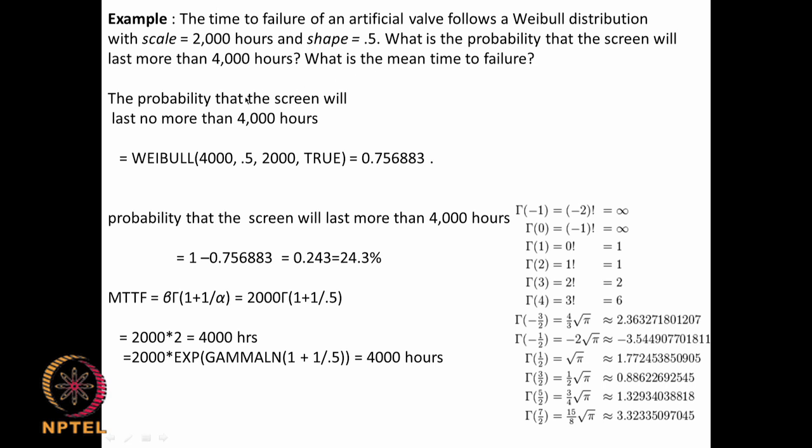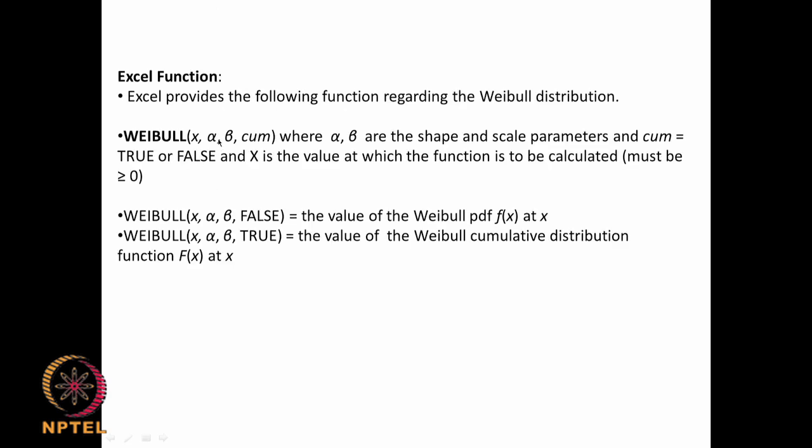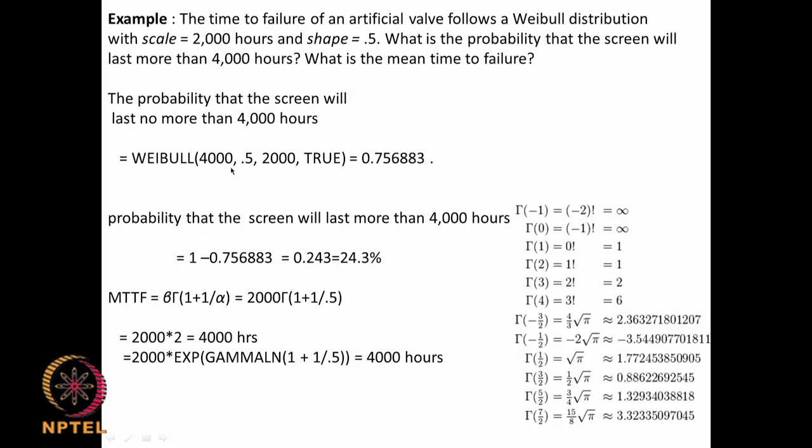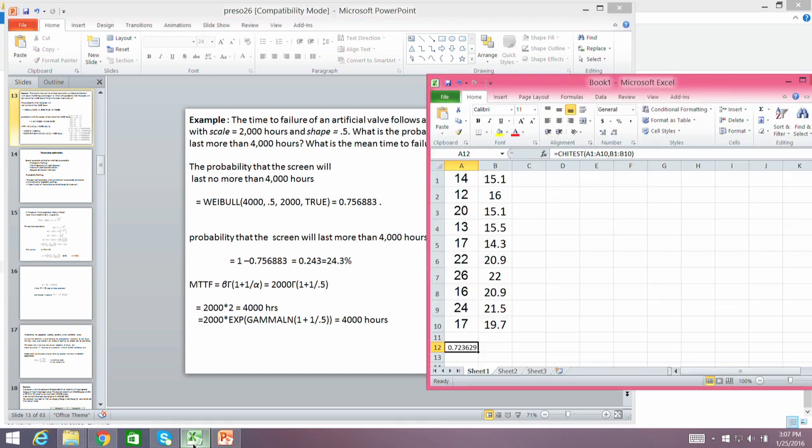So, the probability that the artificial valve will last no more than 4000 hours, we can calculate with Weibull. X value is 4000, as you can see, the first is the shape, second is the scale. So, the shape is 0.5, scale is 2000, then if you give true, it gives you the total probability for failure. Okay. So, if you want to calculate the probability that it lasts more than that, you have to subtract from 1. So, the probability is 24.3%. So, probability that the valve will last more than 4000 hours is 0.243. So, let us look at the Excel function also.